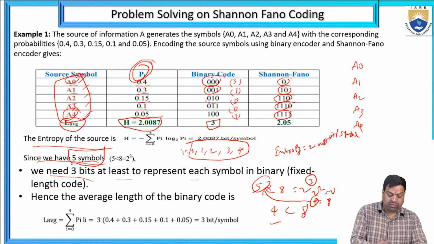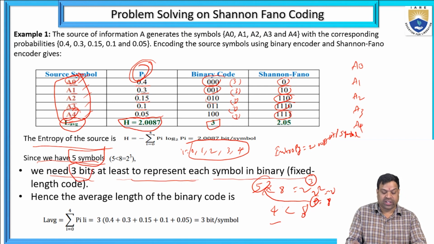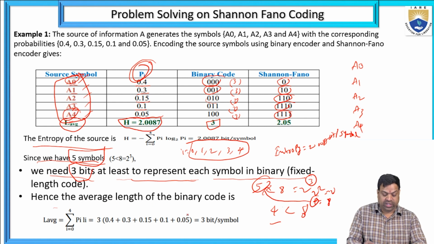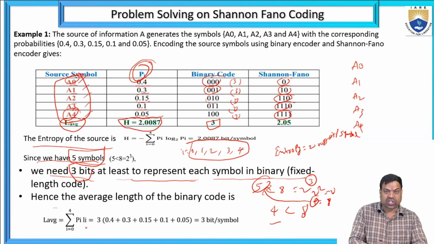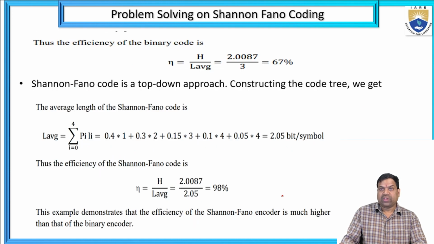So it is 3 bits of values at least to represent each symbol, a binary fixed length coding, and the average length of the binary code is L average equal to summation i equal to 0 to 4 Pi into Li, equal to 3 of 0.4, 3 of 0.4. Why? Because it is 2 cube, 3 bit. 0.4 plus 0.3 plus 0.15 plus 0.1 plus 0.05 is equal to 3 bits per symbol.